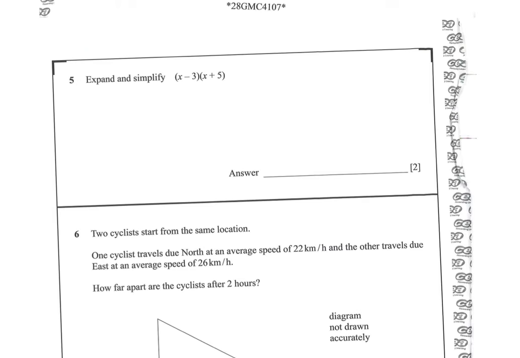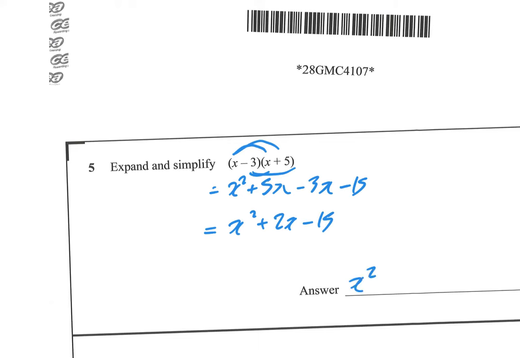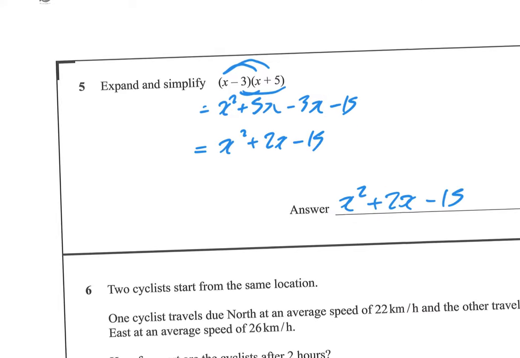Okay, question 5 says expand and simplify. I'll zoom in on this one. So I just like to use the curly lines here. So x times x is x squared. X times 5 is 5x. Minus 3 times x is minus 3x. And minus 3 times 5 is minus 15. Tidy up, you'll have x squared plus 2x minus 15. X squared plus 2x minus 15.